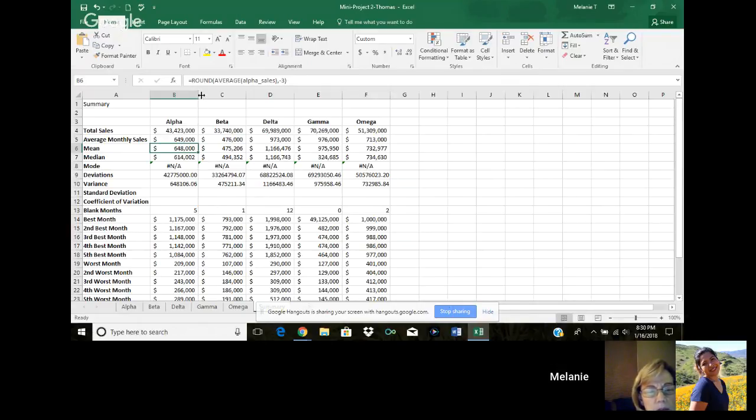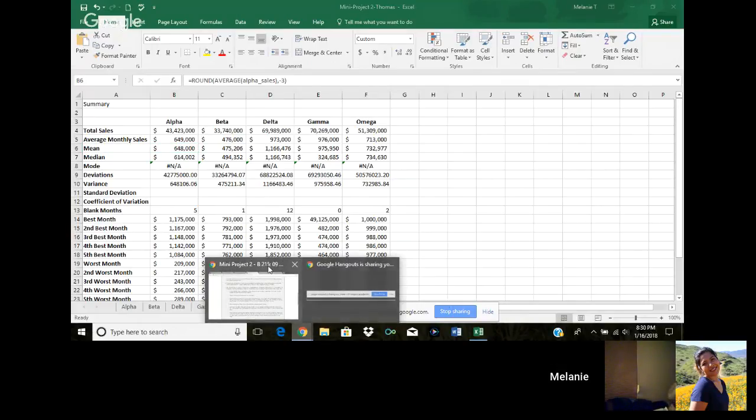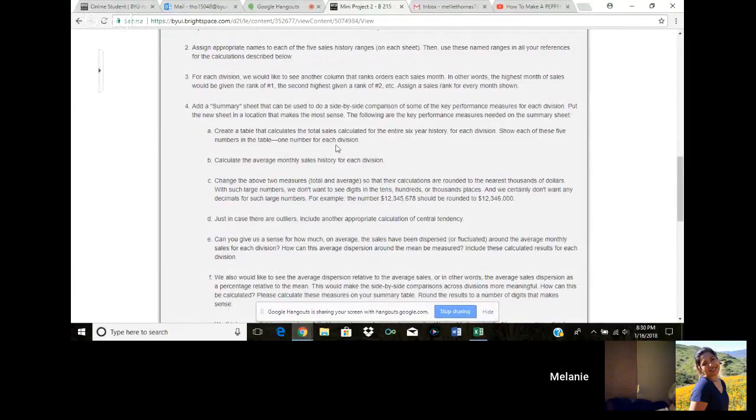So am I supposed to do round up on all of them? I don't know. I didn't do round up. I just did average, but I think mine's wrong. Mine does not look like yours at all. Well, the instructions say that after you've got those, round it to the nearest thousandths of a dollar. I just saw that. Oh darn it! Does it round the results to a number of digits that makes sense? Round it to the nearest thousands of dollars. Oh darn. Okay. And it is round.